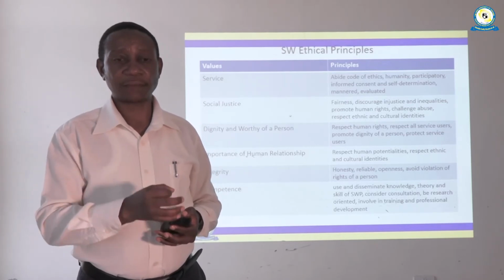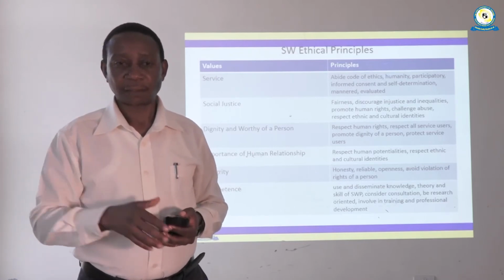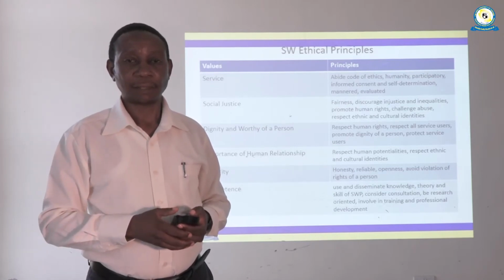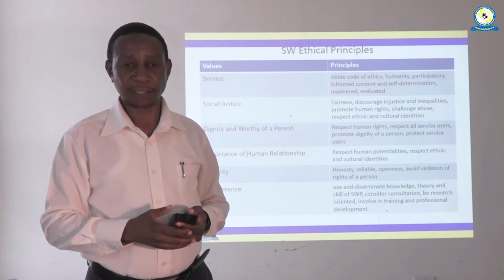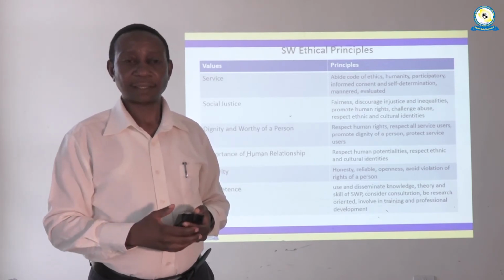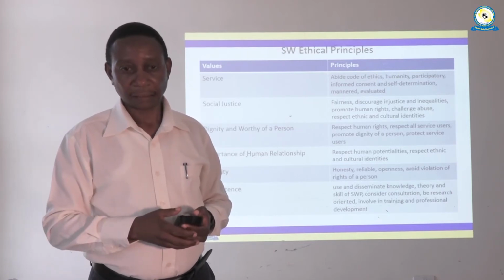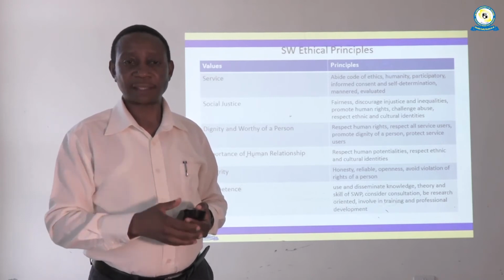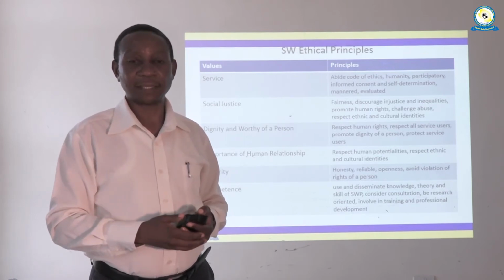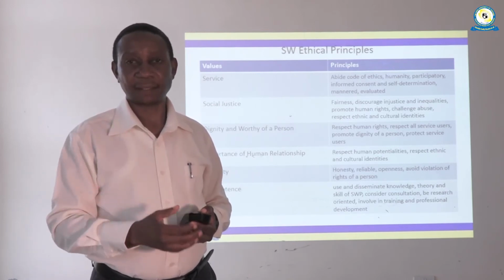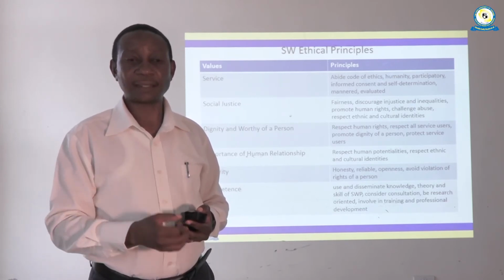When you look at the first value, service, what are the principles? There are a lot of principles, but today we just mention a few. One is we abide by the code of ethics. When you are providing services, you should abide by the social work code of ethics. And secondly, when we provide services, we should consider humanity. We should consider that these are human beings. They deserve to be respected. They have their rights, and to be provided with quality services.